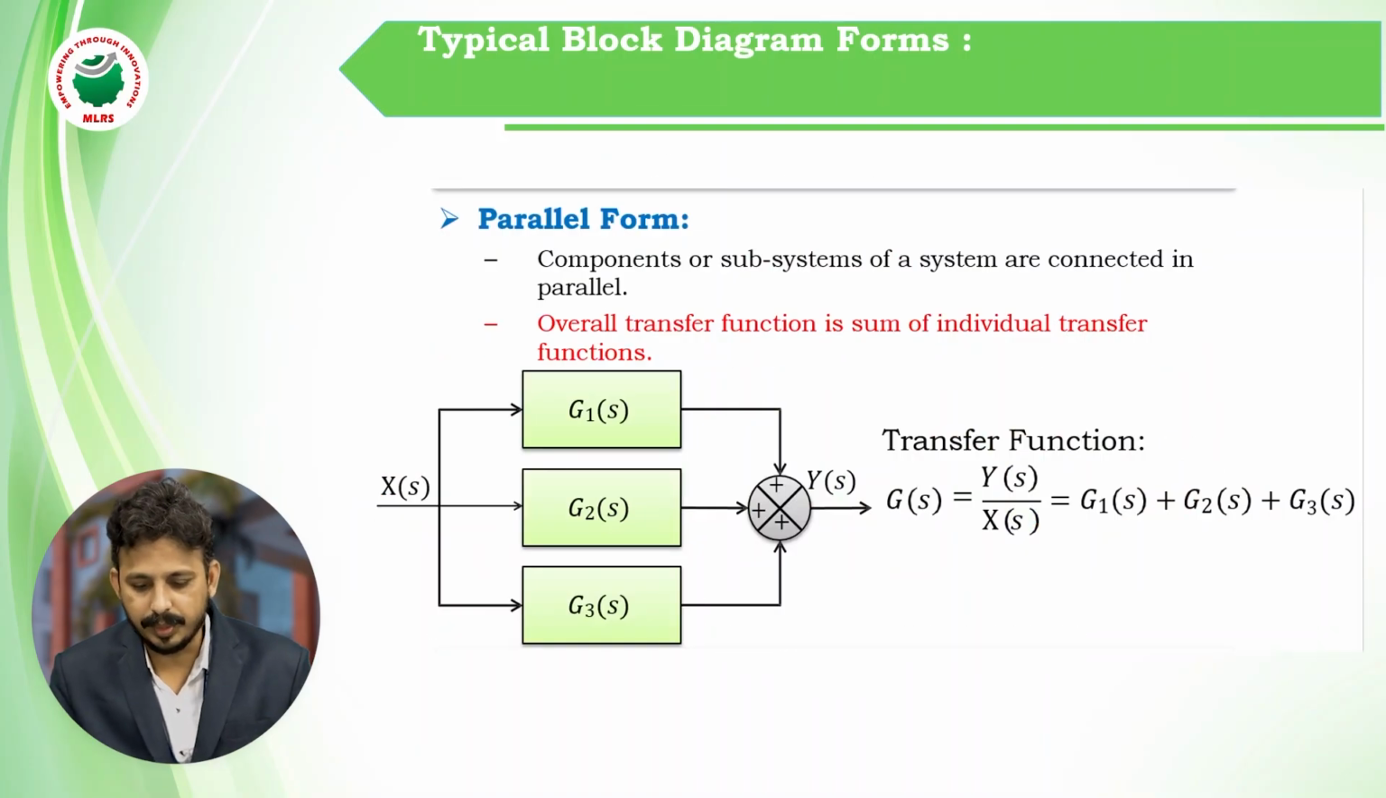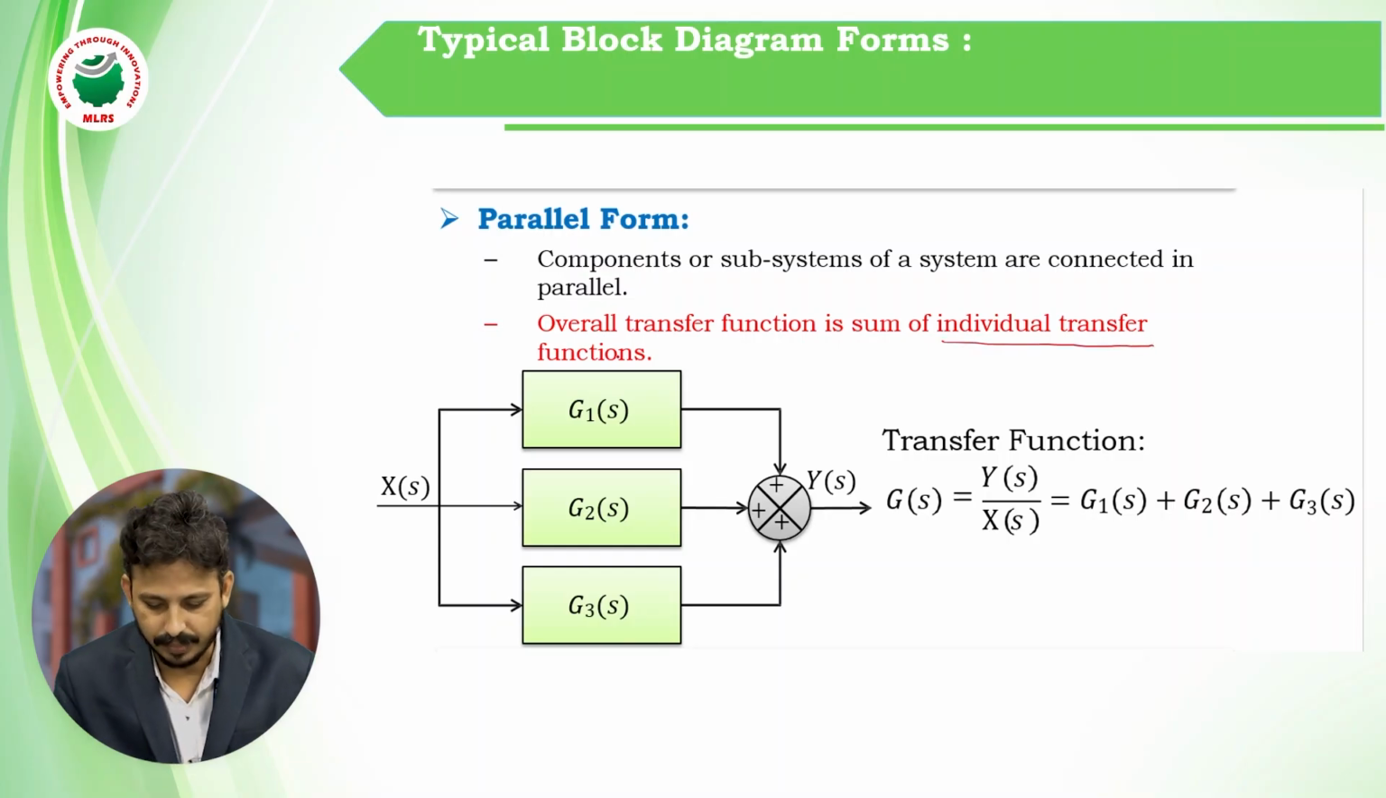Next, the typical block diagram representation is the parallel combination or parallel form. The components or subsystems of a system are connected in parallel. The overall transfer function is the sum of the individual transfer functions. So G1 of S, G2 of S and G3 of S are entering into a summing point with certain signals.